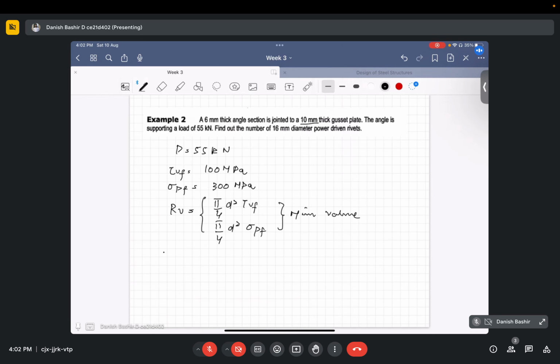Then you will get the number of rivets equal to the load, 55 into 10 power 3 newton, divided by the rivet value. So this is your homework. You have been given a nominal diameter of 16 mm. For the gross diameter, take a clearance of 16 plus 1.5. Now do this at your side.